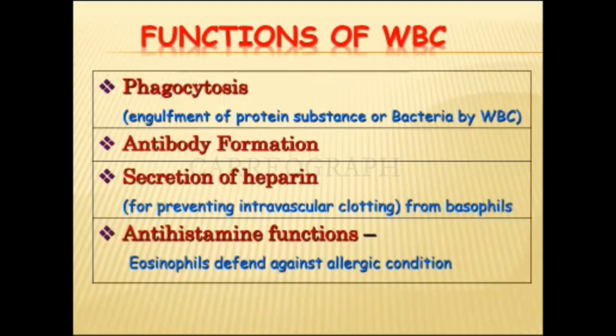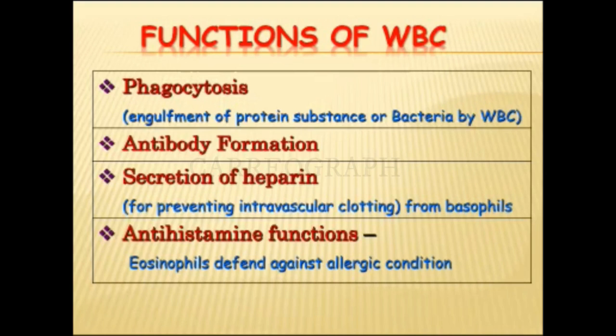The third function of WBC is the secretion of heparin from the basophil cells. Heparin is a protein which helps in preventing intravascular clotting. This is a very important protein which is secreted by the WBC.